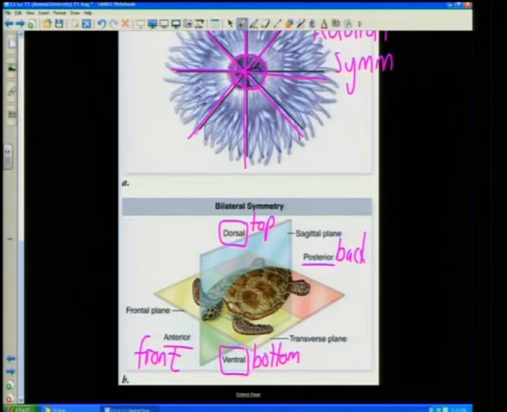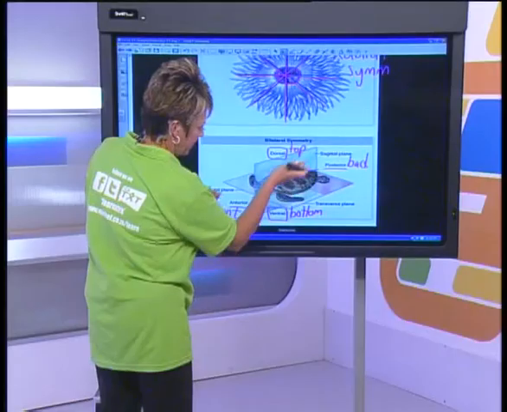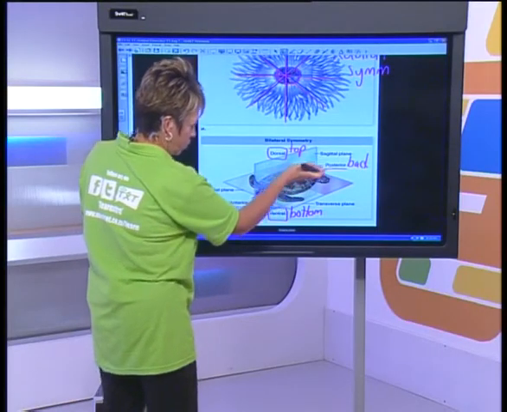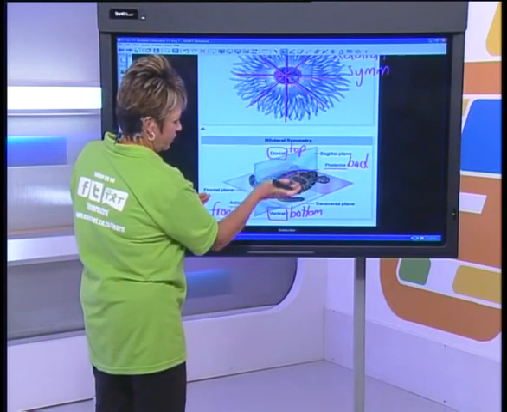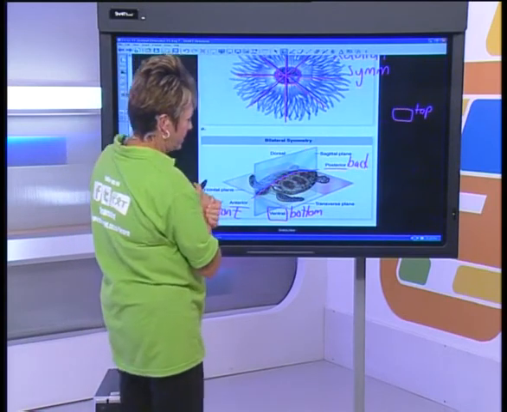Now, if you cut this animal, you can only cut it along one plane, which is along there. All right? Only one plane. You can't cut it there and there and there. You can only do one 2D plane, and you're going to get two identical halves. All right.